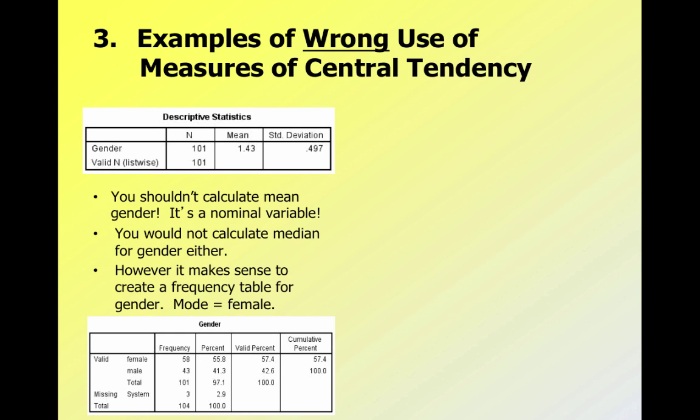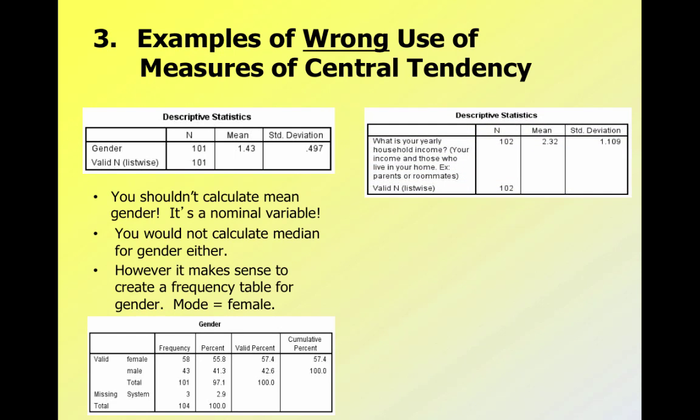Here's another example. What is your yearly household income? Sample size 102 people, mean 2.32. So how would you interpret that average household income? Does that mean that the yearly household income was $2.32? That doesn't make sense, right? What's really happening here? Well, we shouldn't calculate the mean for grouped interval or ratio data either.